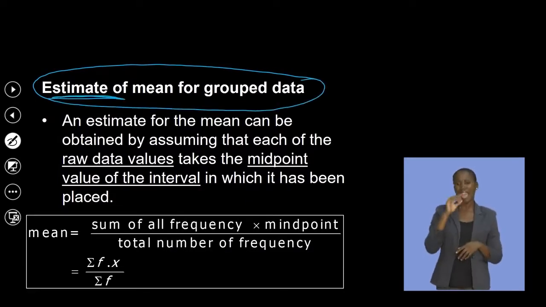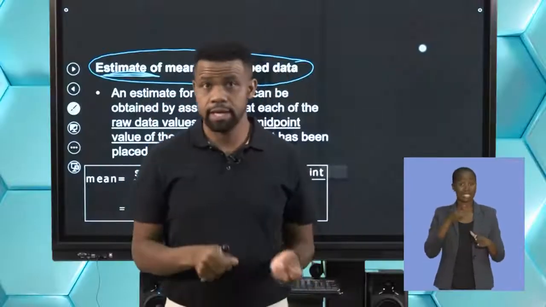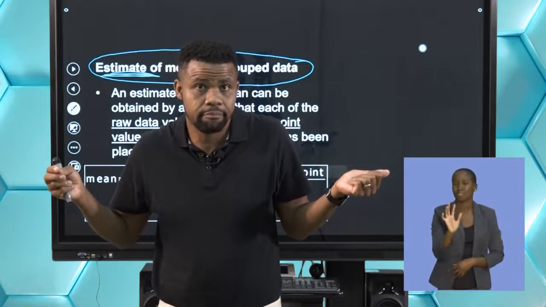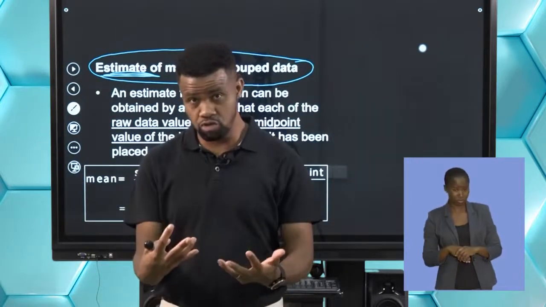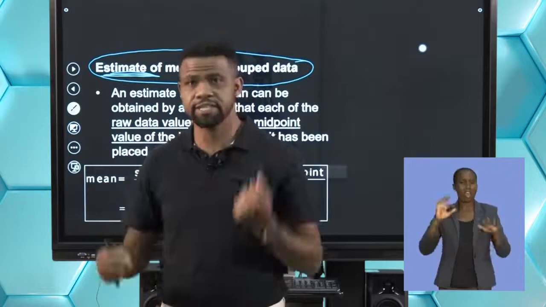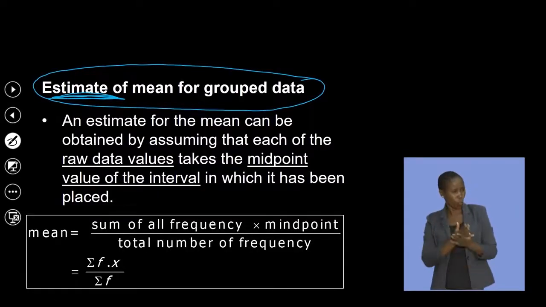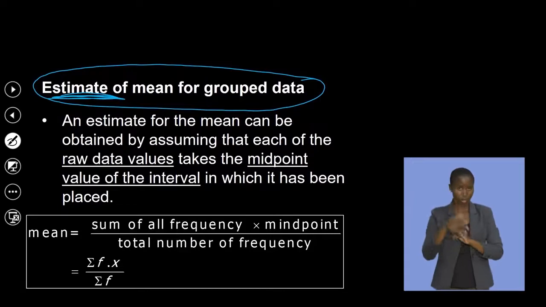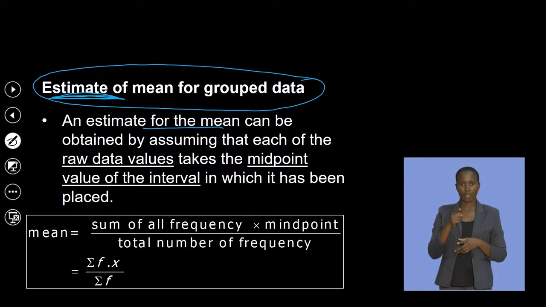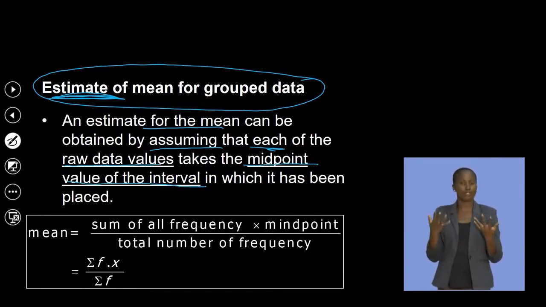And why do we call this an estimated mean? It's not the actual mean, it's an estimate. Okay? And we'll discuss how we can actually improve the accuracy of this estimated mean. So, an estimate for the mean can be obtained by assuming that each of the raw data values takes the midpoint, the middle of the interval in which it has been placed.